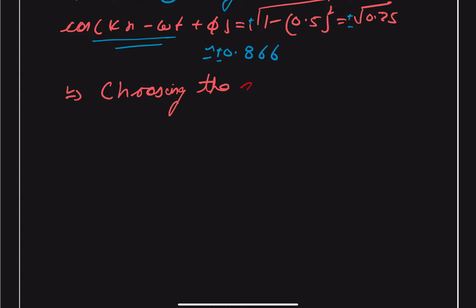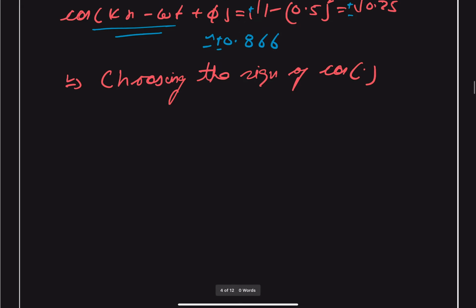Choosing the sign of cos function. In the figure, let me draw it here approximately. So this is our positive half cycle, and point P is given somewhere here. So we can say that point P is given on the downslope of the first positive half cycle.